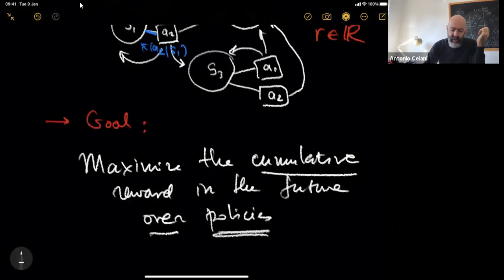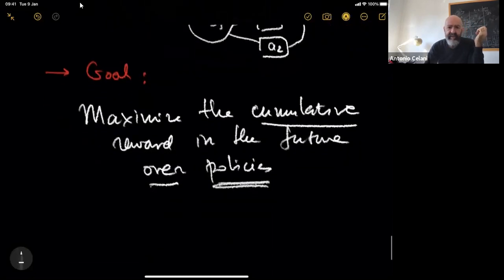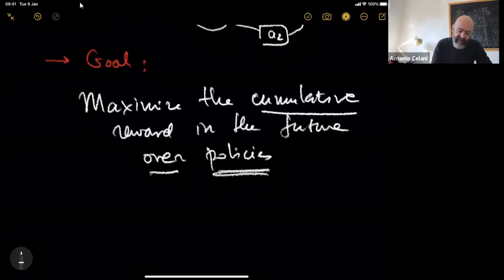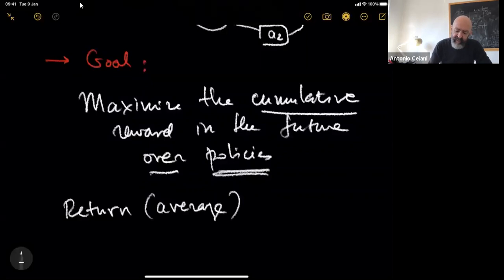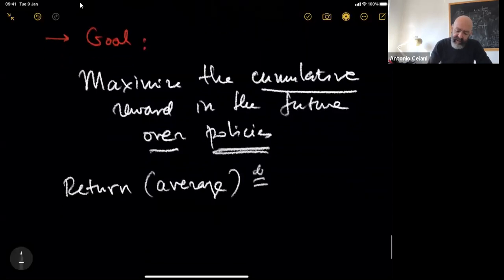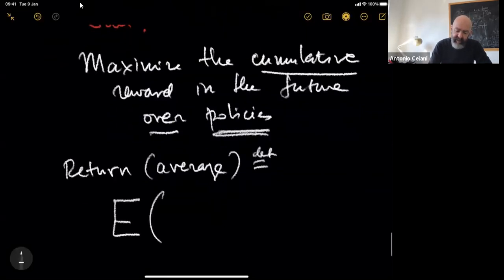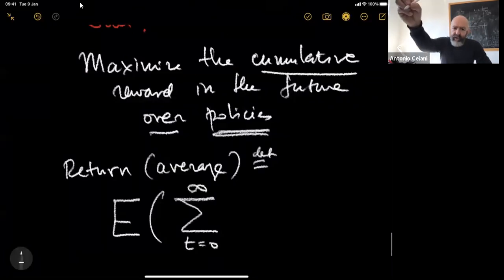Okay, so what does it actually mean, maximize over the cumulative reward? We have to make it precise. And to this aim, we introduce an object which is called the return, which in fact is the averaged return. So its definition is that it's the expectation over a sum which extends in the future.